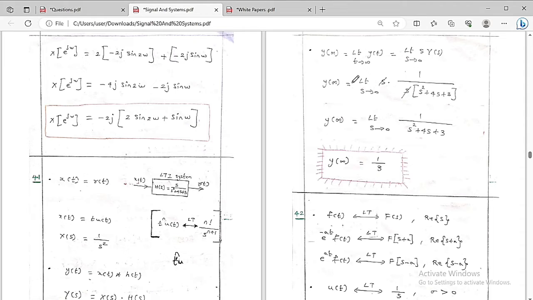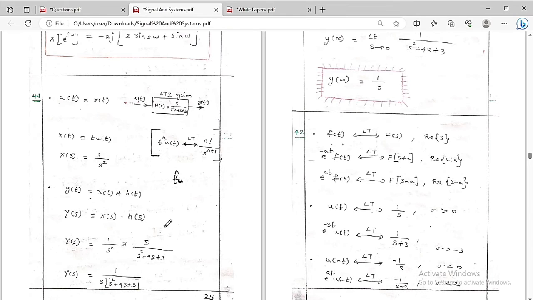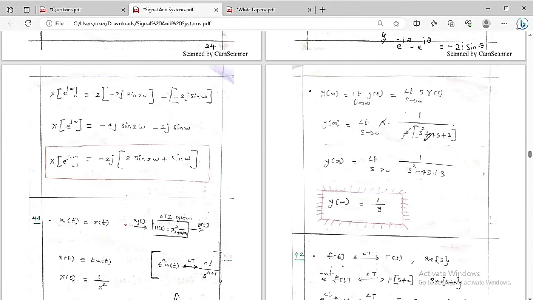So what is y(∞)? The limit as s tends to 0 of s times Y(s), which we just figured out: 1/(s(s² + 4s + 3)). So s cancels. Then we get the limit as s tends to 0 of 1/(s² + 4s + 3). Wherever s is there, replace s by 0. Then we finally get 1/3. Therefore, the final value of the output, or the steady state value of the output, is 1/3, which is the correct solution of this question.